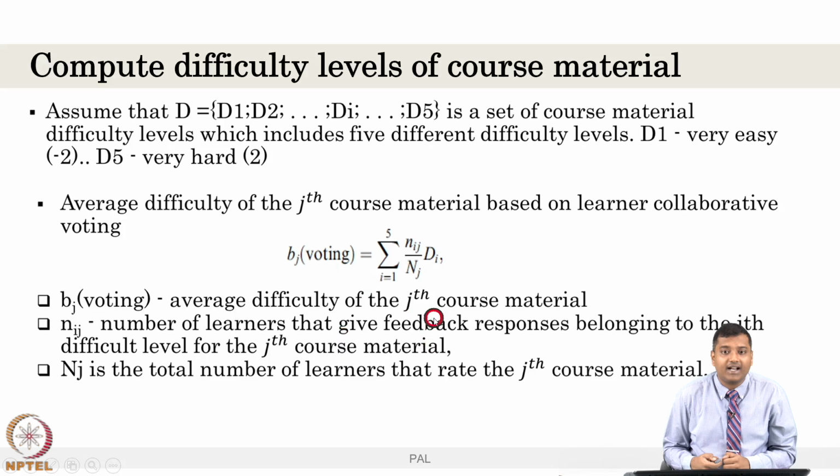N_ij is the number of learners whose feedback responses belong to the ith difficulty level of the jth course material. That means the difficulty level of the jth course material, let's say, is 1, which is about neutral to slightly hard. So we might have 4 out of 15 responders give the response as number 1. So N_ij is 4. N_j is the total number of learners that rate the jth course material. Over here it is 15.